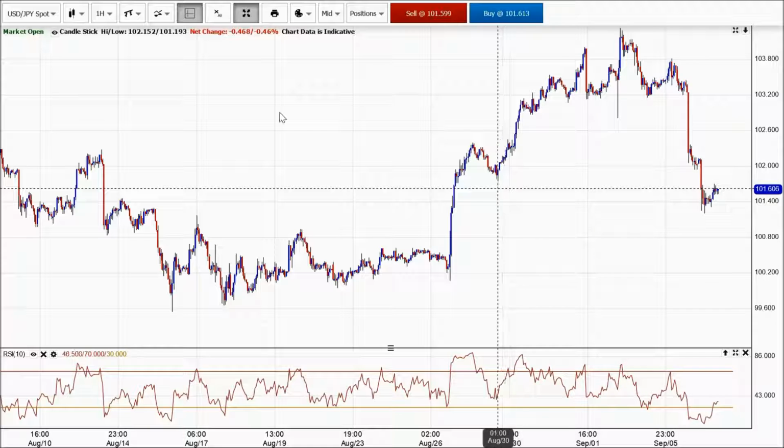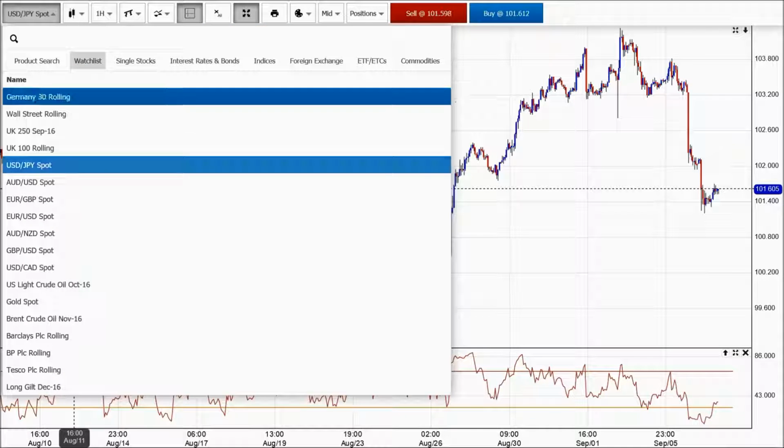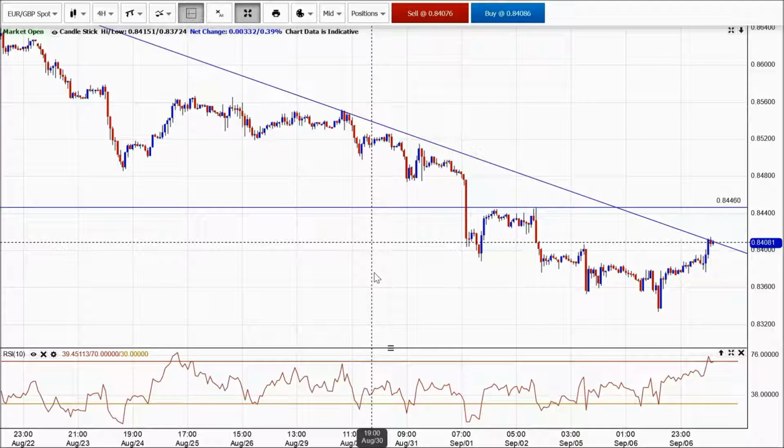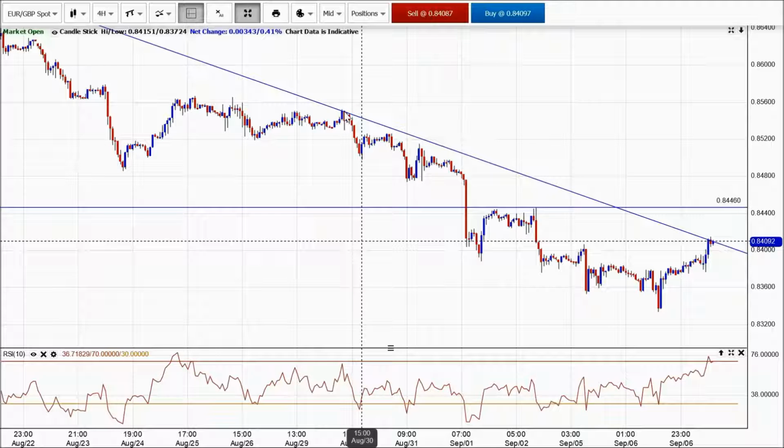But I do think, for me, the big one to watch is the pound as well, but mainly euro sterling, because we've seen the last couple of days break through the previous highs. We've got a bit of divergence on the RSI, and the first signs of maybe having a nose to that downtrend. 84.50, I would say, is a big level to watch. But let's see what happens with the euro sterling in the days ahead.